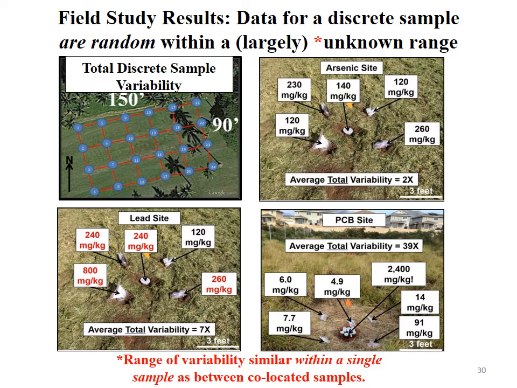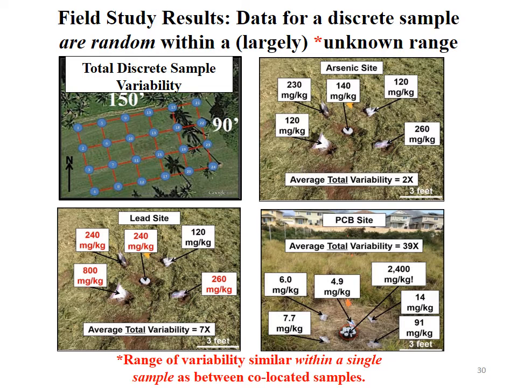Again, in each one of these sites, we tested co-located samples around 24 points. For study site A, contaminated with arsenic, the average total variability between co-located points was about 2-fold. This is real data. You see one sample, 120 ppm total arsenic in soil, in the upper right-hand corner, but just 1 or 2 feet away, the sample is 260 ppm arsenic in soil. This variability is completely random.